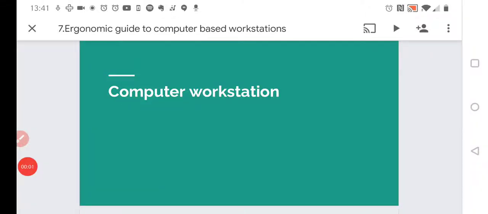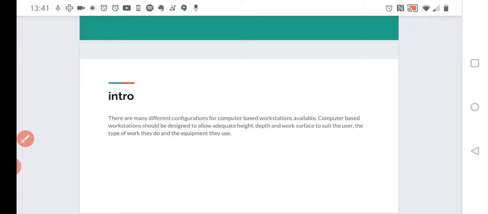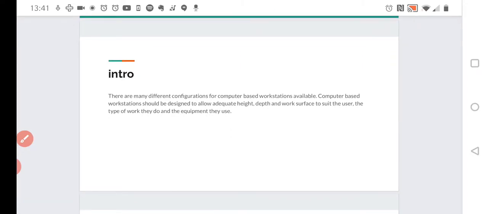Computer workstation. So now about the computer workstation itself. Yes. So there are many different configurations of computer-based workstations. A computer-based workstation should be designed to allow adequate height, depth, and work surface to suit the user, the type of work, and the equipment they use. Yes, so we have different situations, and of course those different situations must be addressed accordingly.